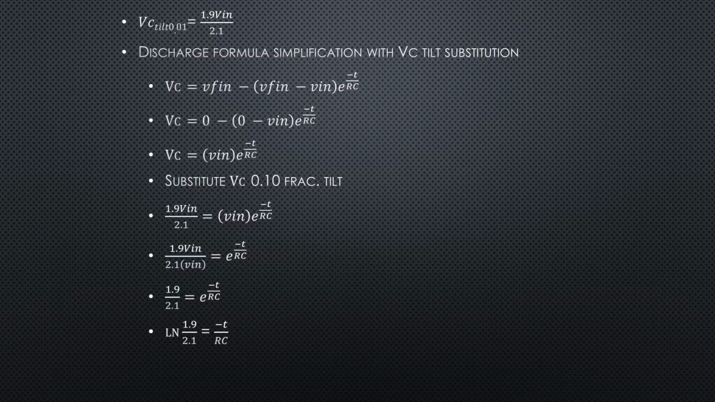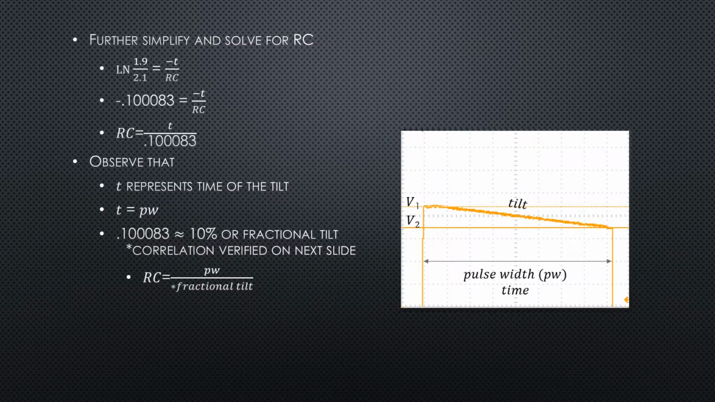So now let's substitute in our 10% fraction, or 0.1 fractional tilt formula, in for VC. That gives you the formula that you see there, all the way down to the natural log of 1.9 over 2.1 equals negative time over RC. We're going to do more work on the next slide. So we've got our natural log of 1.9 divided by 2.1 equals negative time over RC.